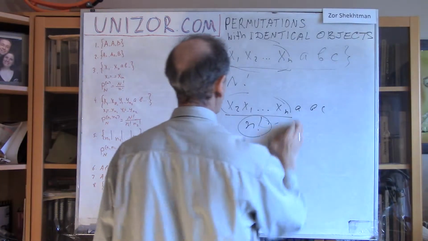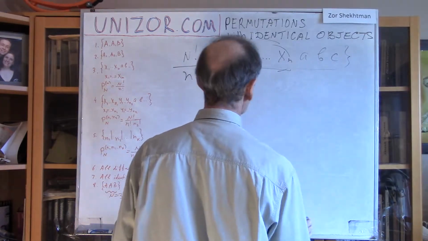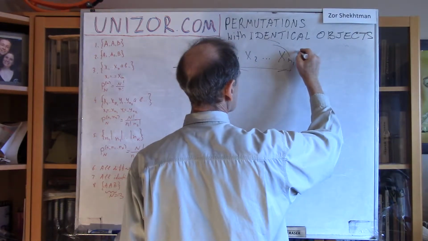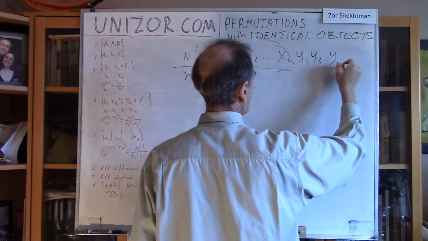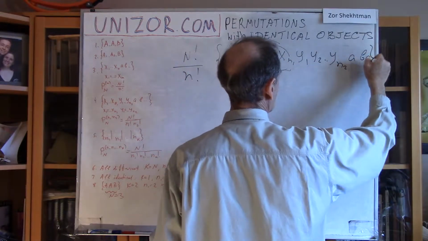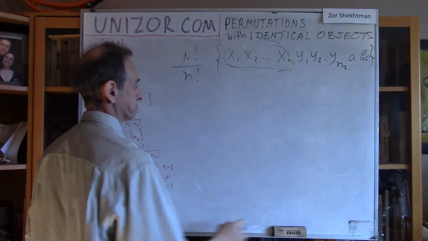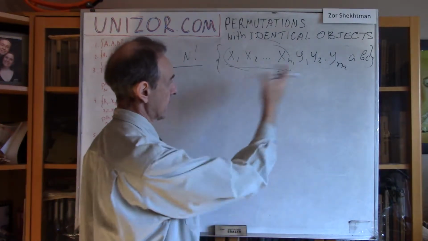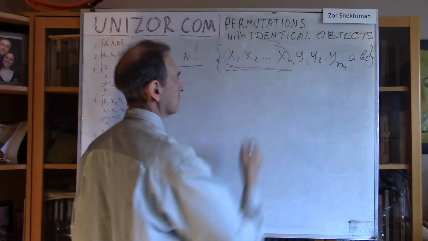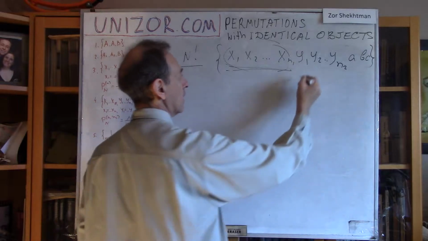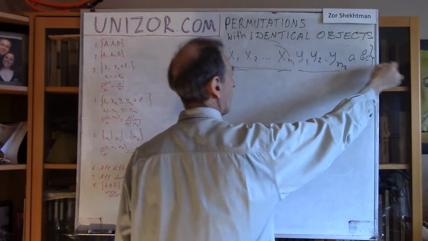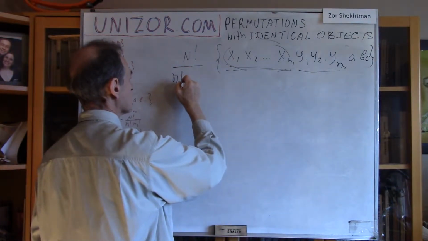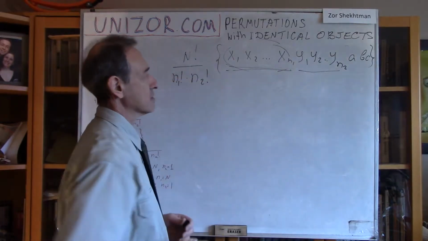Alright. Now let's switch to two groups. Let's say you have n1 of x's, and then n2 of y's, and then a, b, c. What happens here? Same thing. We already covered this, in the case of 2 and 3. If you have n1 identical objects of one kind and n2 identical objects of another kind, and then all other objects are different, then n factorial should be divided by the number of permutations of the first group and the number of permutations of the second group.